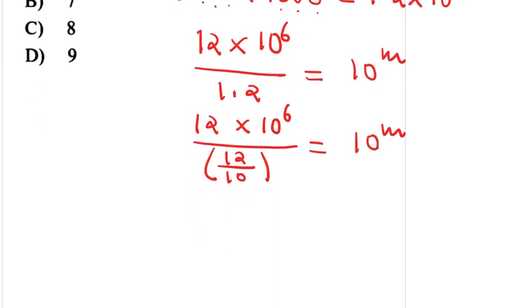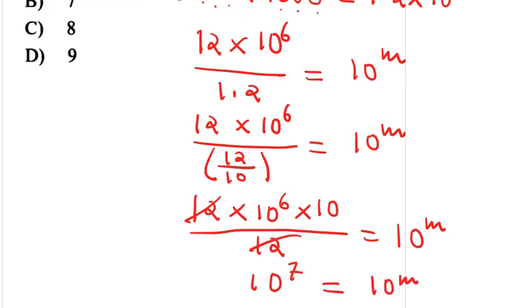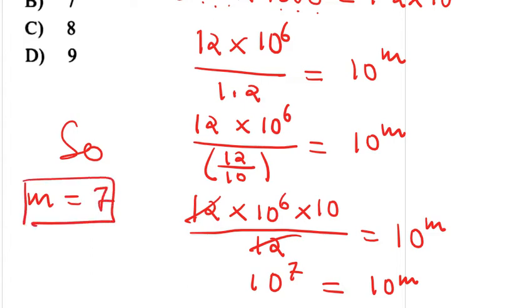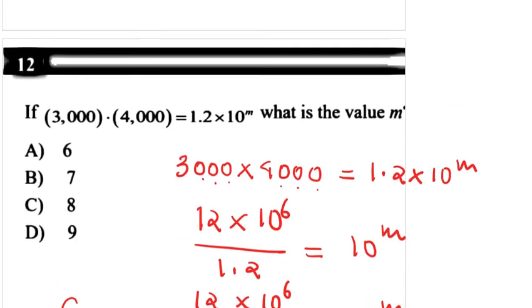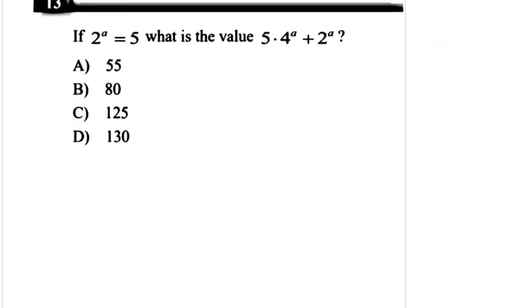Now that 10 goes up, right? The 10 over here goes up, so that becomes 12 into 10 to the power 6 into 10, whole thing divided by 12, is equal to 10 to the power m. So 12 and 12 are gone, so 10 to the power 7 is equal to 10 to the power m. So m is equal to 7. Alright, and do we have that answer here with us? Yes, we do. Part B, sorry. Let's go on to 13.